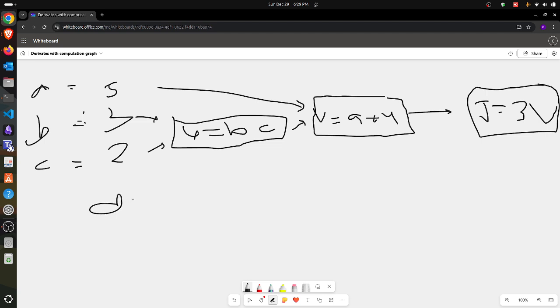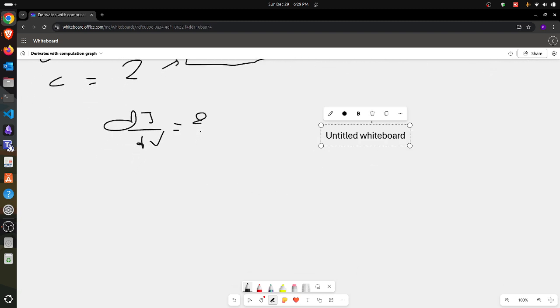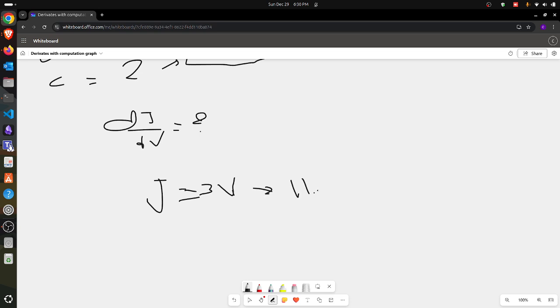So what will happen when we do this dj by dv? That will be the question, so let's dive in. So J is going to be 3V, right? Just as we wrote previously. Let's suppose V is 11.001, and J being 3V, we are going to multiply that, and we are going to get the value 33.003.